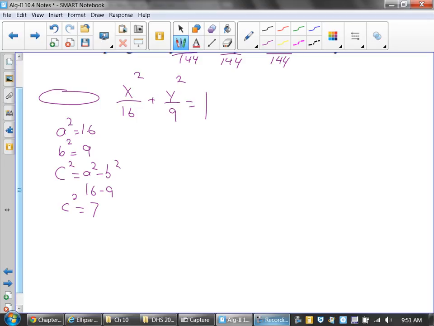So if a squared is 16, what's your value of a? 4. So a is going to be plus or minus 4. B is going to be plus or minus 3. And c is going to equal plus or minus the square root of 7.